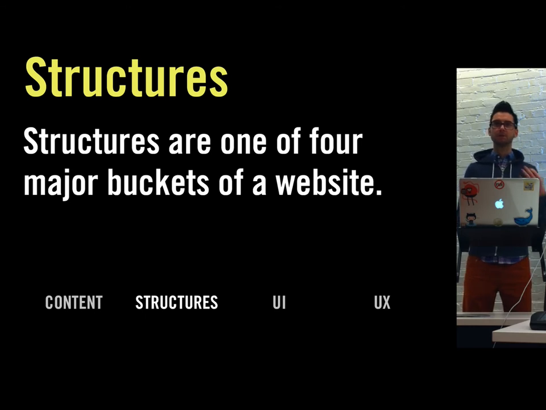There's some additional ones, but these are the 4 major ones: content, structures, UI, and UX. Each of them can live independently of each other, but the most important out of all these is the content, and structures need to be flexible to meet the demands of that content. And again, that's what 12 space really is.